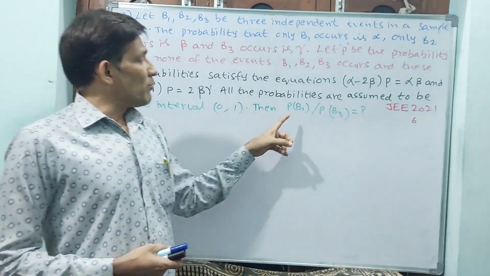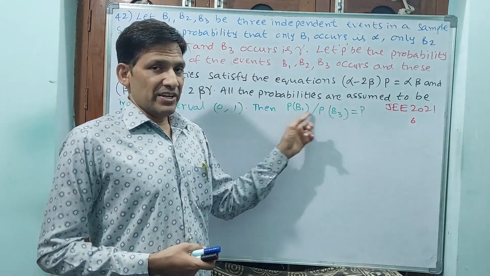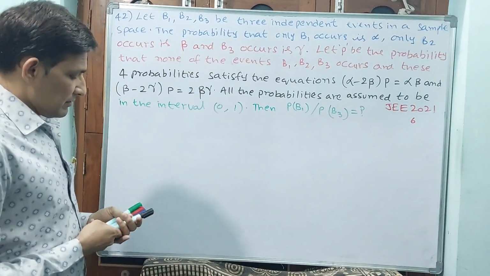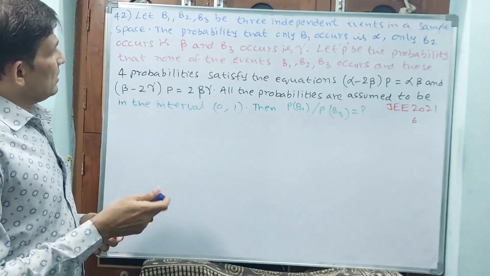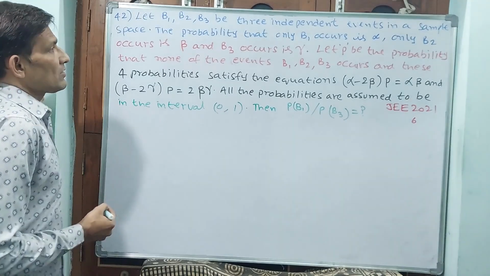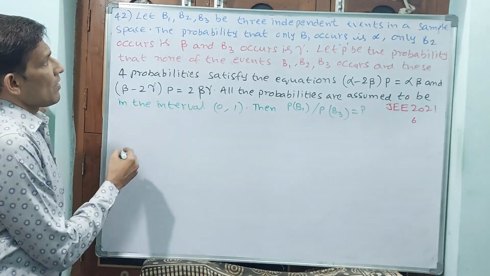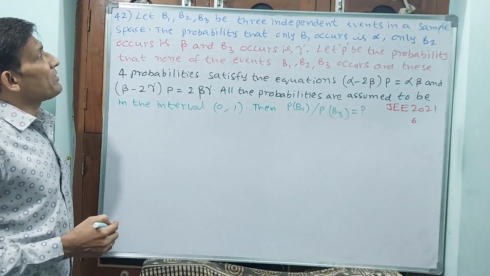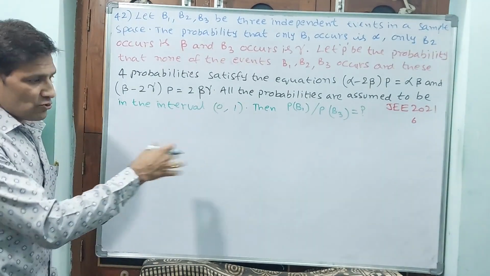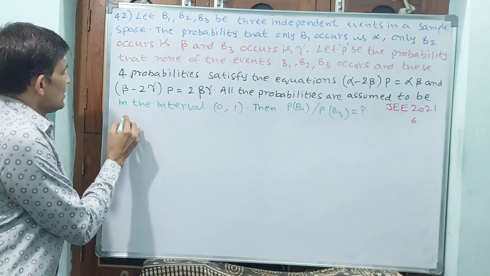Then what is the value of probability of B1 by probability of B3 divided by 6 has to come. See how it is going to come. It will be a tricky question, but even though we can solve. See what I want to say. Here I am going to take probability of B1, probability of B2, probability of B3 as X, Y, Z, or else it is going to become cumbersome.